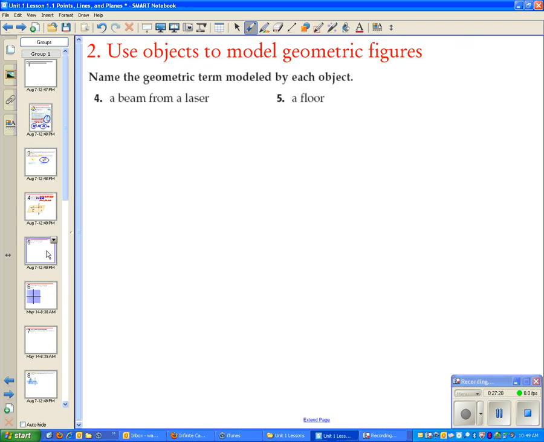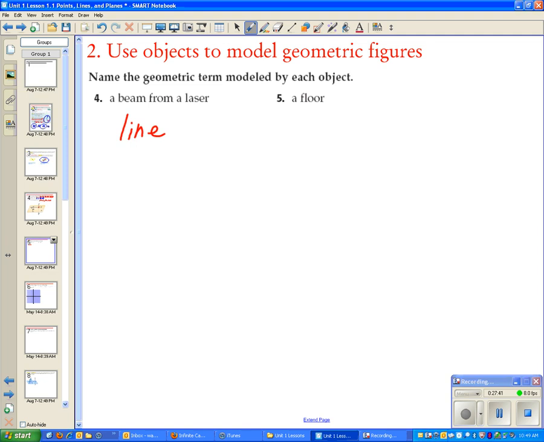Number 4. Here they're giving us a model, and we're supposed to tell the geometric term. So name the geometric term modeled by each object. A beam from a laser. Would that be a point, a line, or a plane? It's a line. It's a line.